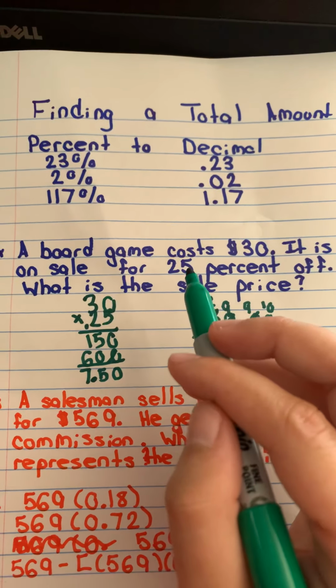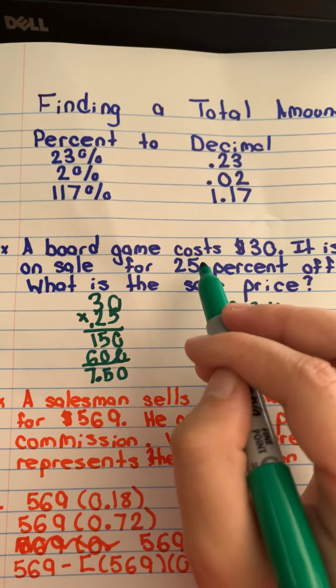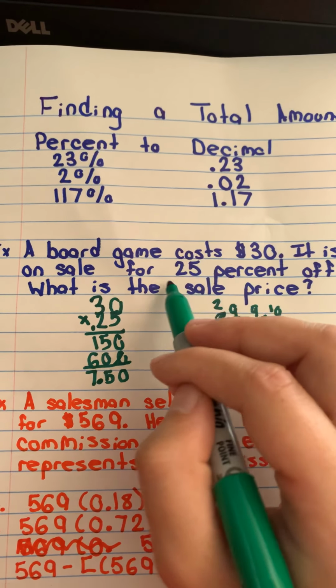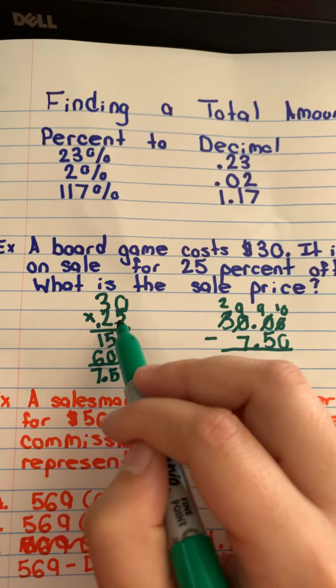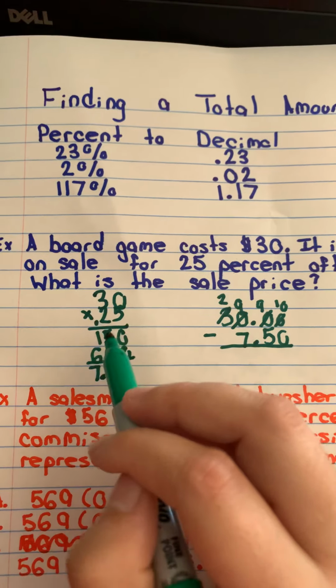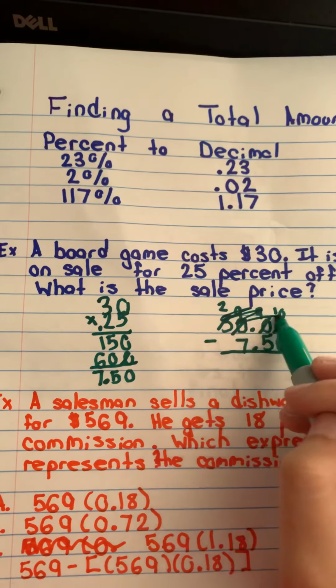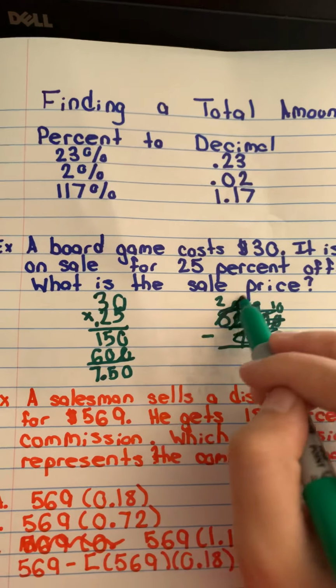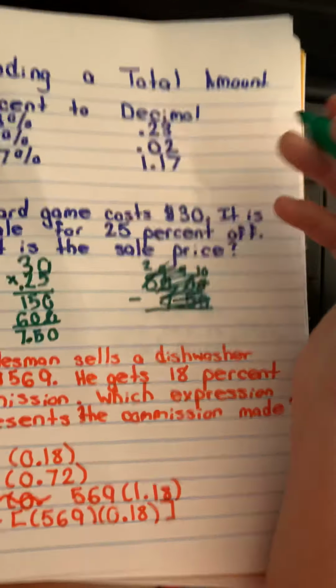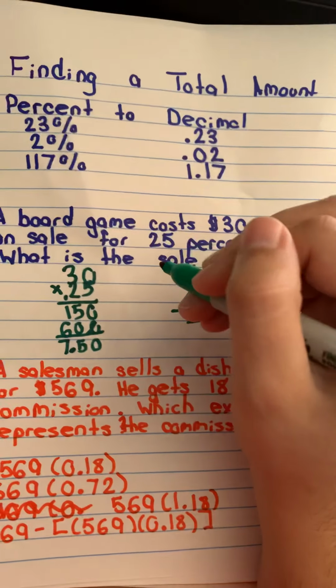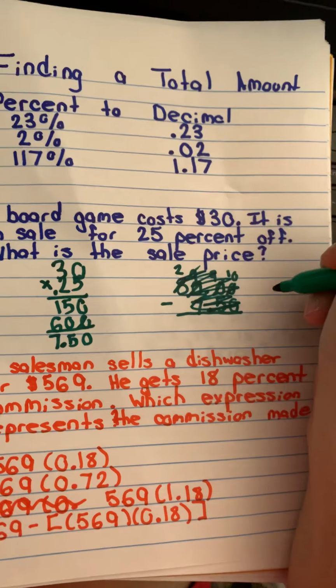So I'm going to do that by turning that 25% into a decimal. I move 2 times to the left, and I have 0.25. I multiply 30 times 0.25, and I got $7.50. So I know it's $7.50 off. Now I want to go, okay, well, what is the sale price? I want to know how much it is.